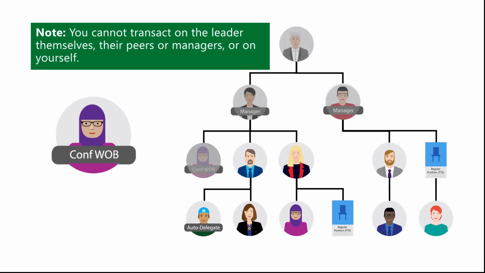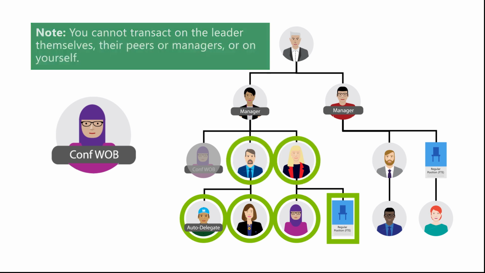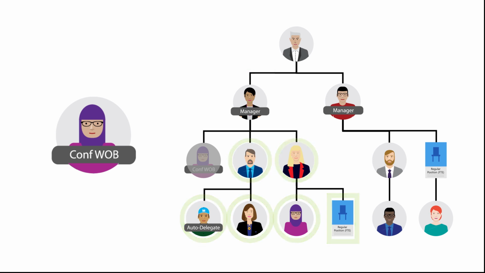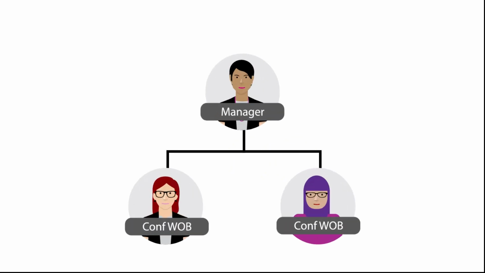Your confidential WOB privileges apply to all employees and managers below the leader you have privileges for. You do not need to apply for separate confidential WOB access for managers who are downstream in your leader's organization. Managers can assign up to 2 confidential WOBs at a time. Check with your manager or lead administrator about what type of WOB access you will need.